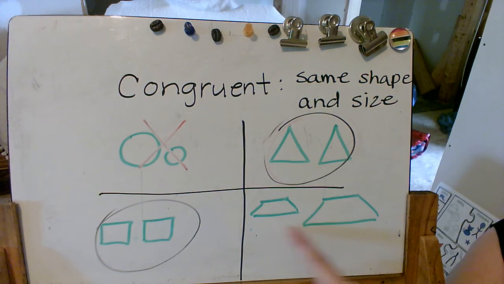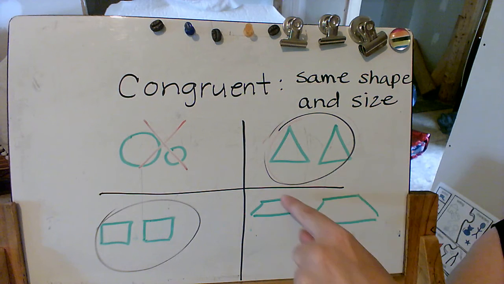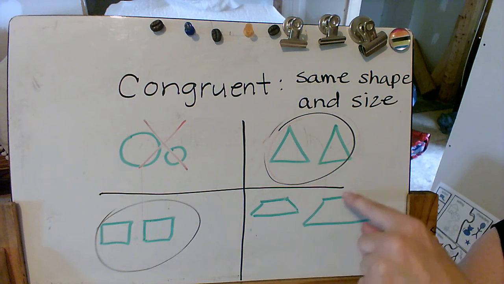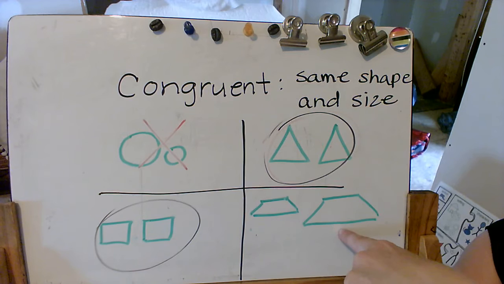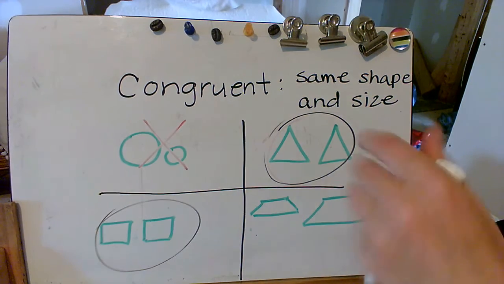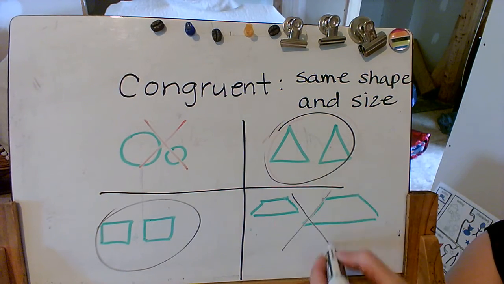Now let's look at these 2 shapes. 1, 2, 3, 4. 1, 2, 3, 4. They both have 4 sides, so they're both quadrilaterals. I can tell by the way that they're made that they're trapezoids. They're both trapezoids, so they are the same shape, but are they the same size? No, this one's much bigger. So they are not congruent.